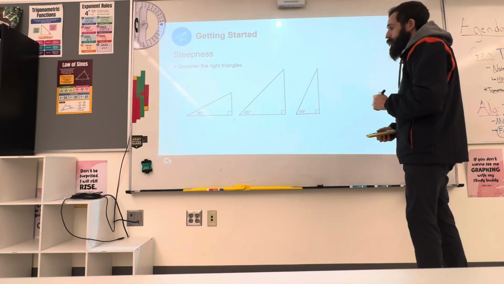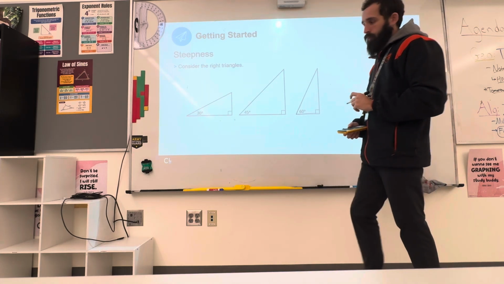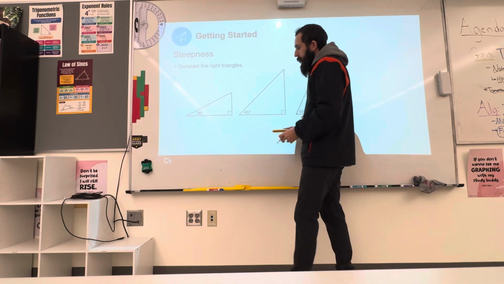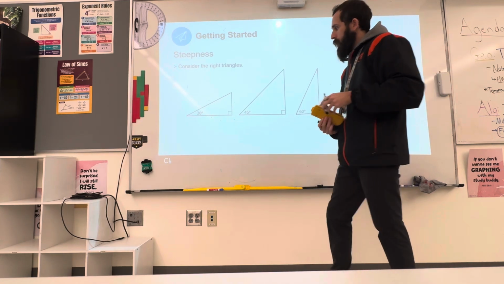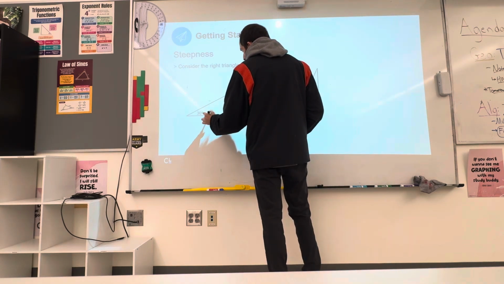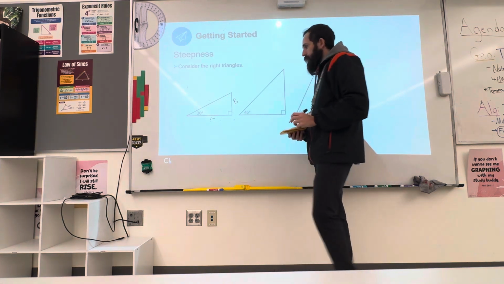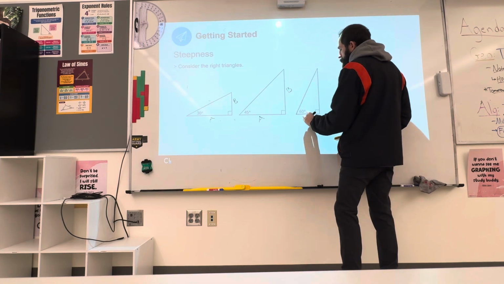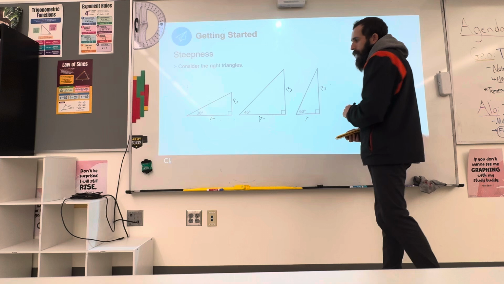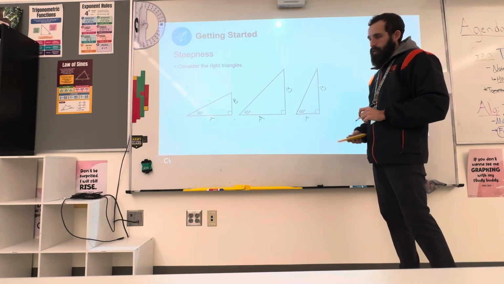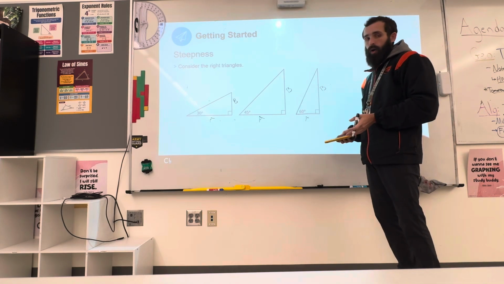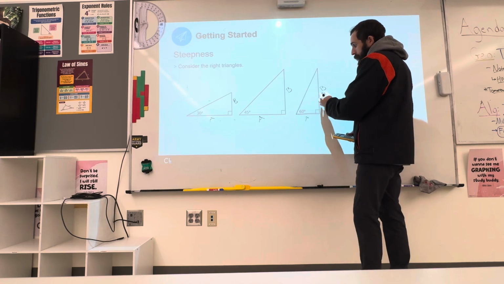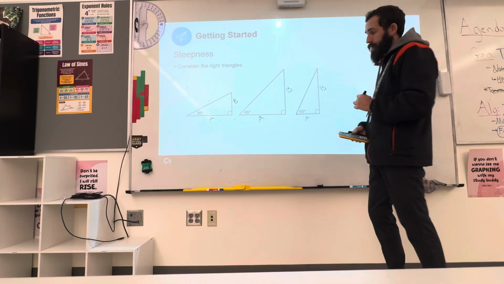More importantly, I want you to notice the legs. Remember in a triangle, you have 2 legs and a hypotenuse. Let's call this leg A, and let's call this leg B. Let's do the same for each of them. Each of them are A and B. What do you notice is happening to leg A as the angle increases? Yeah, it's getting smaller. Leg A is getting smaller as the angle increases. What's happening to leg B as the angle increases?